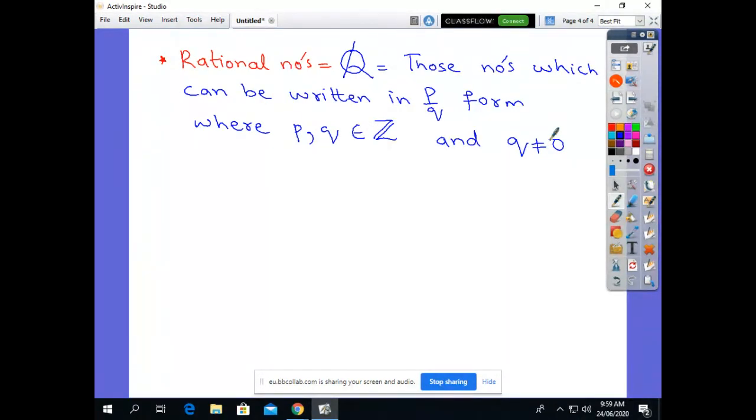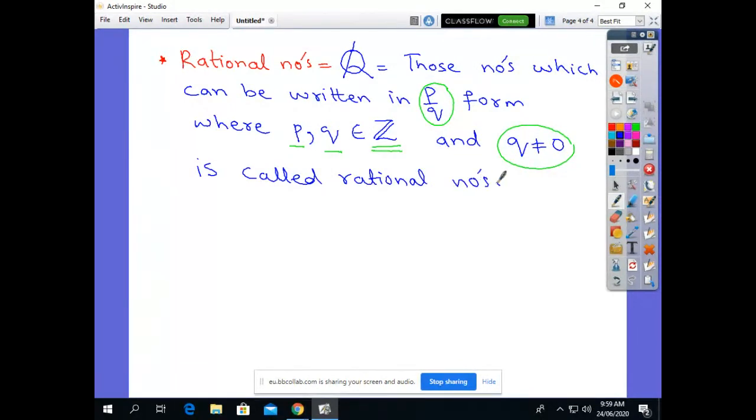Those numbers which can be written in P over Q form, where P and Q belong to the set of integers and Q is not equal to 0, are called rational numbers. Simply we call it a rational number or a set of rational numbers.